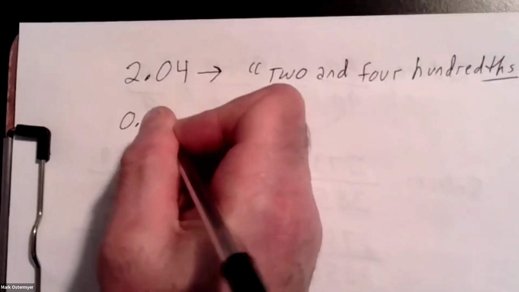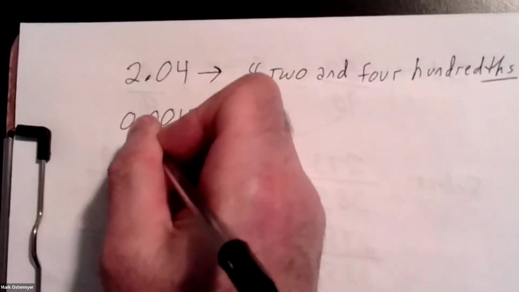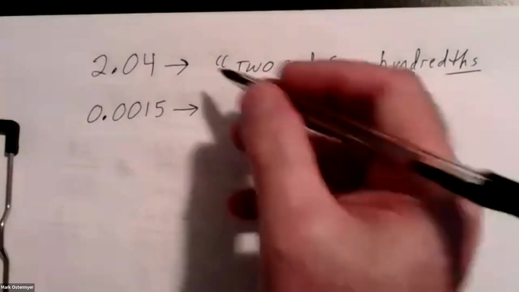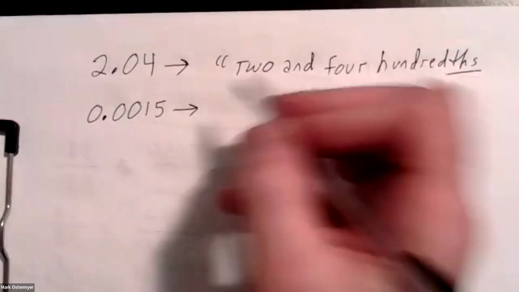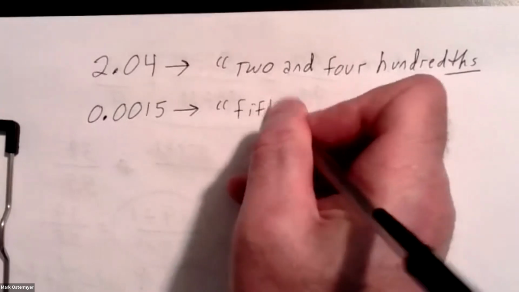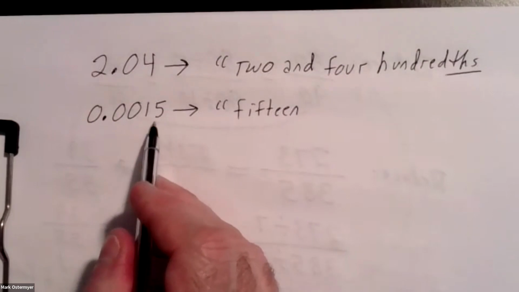All right, here's a challenging one. How about 0.0015? How would we read this decimal here? We would say, give you a hint, 15 what? The 5 is in what place?